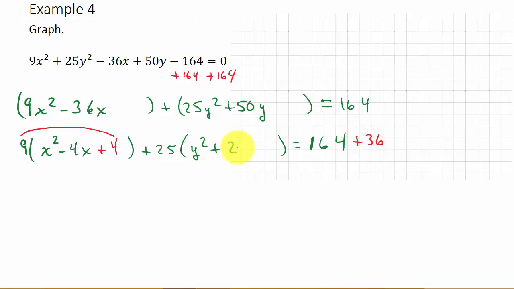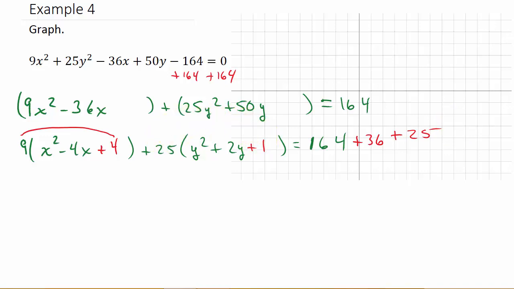And this is actually 2y. Alright, so now let's half the 2. Half of 2 is 1. I square the 1, and that gives me 1. And since I added 1 in here, I need to come over here and add, can you guess what it is? 25, because 25 times 1.